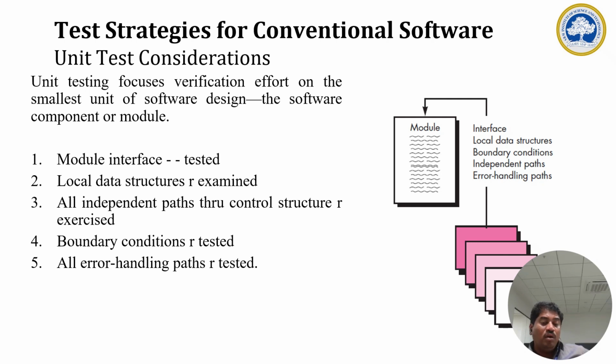One is the interface. For the internal data structures, I am checking whether the variables are declared properly or not. I am checking all independent paths for control statement execution, and I am checking boundary conditions, and I am checking all the error handling. Okay, so all five of these are checked, each individually.